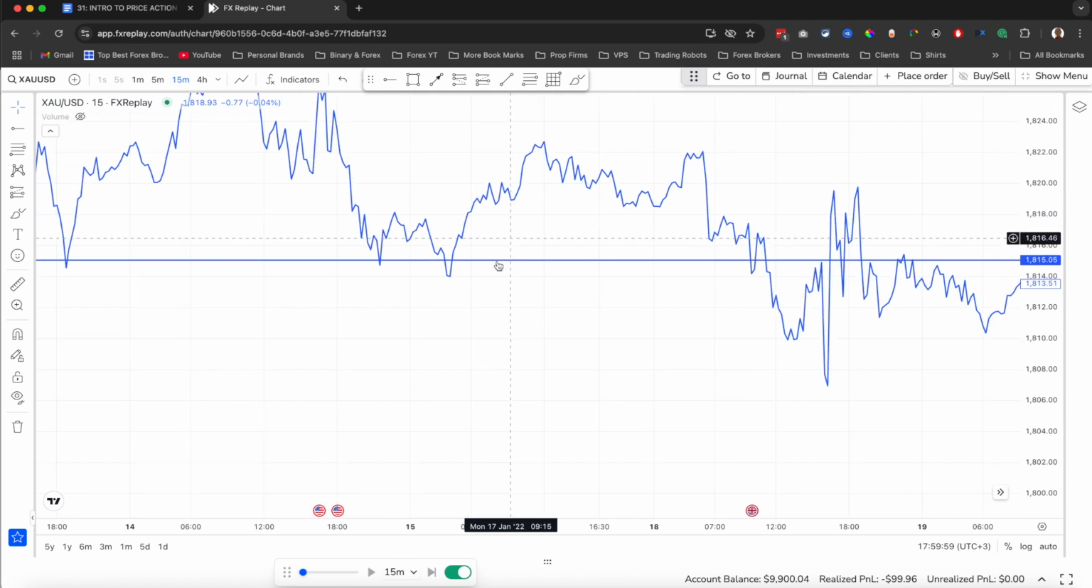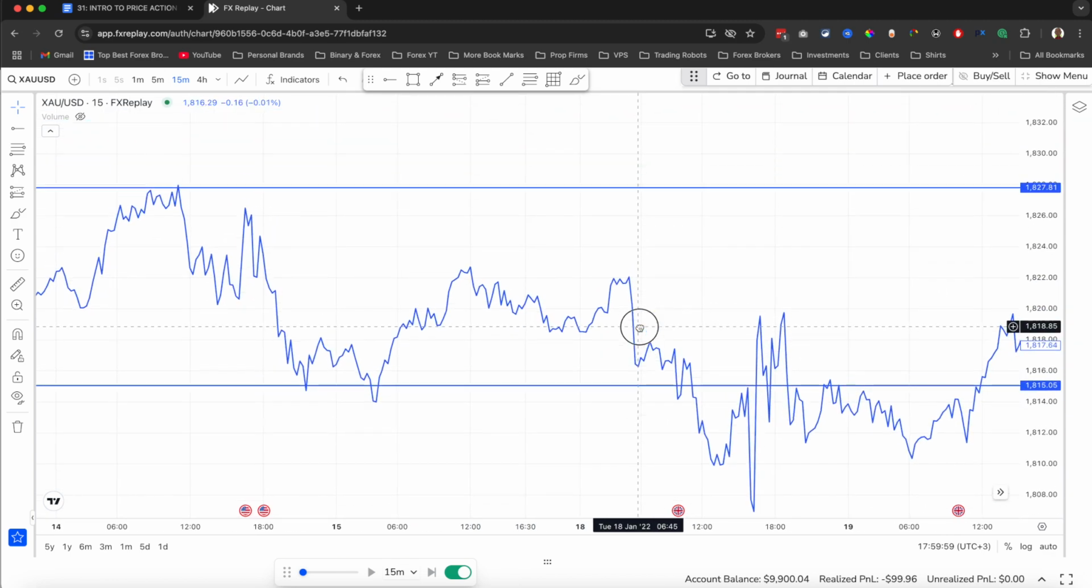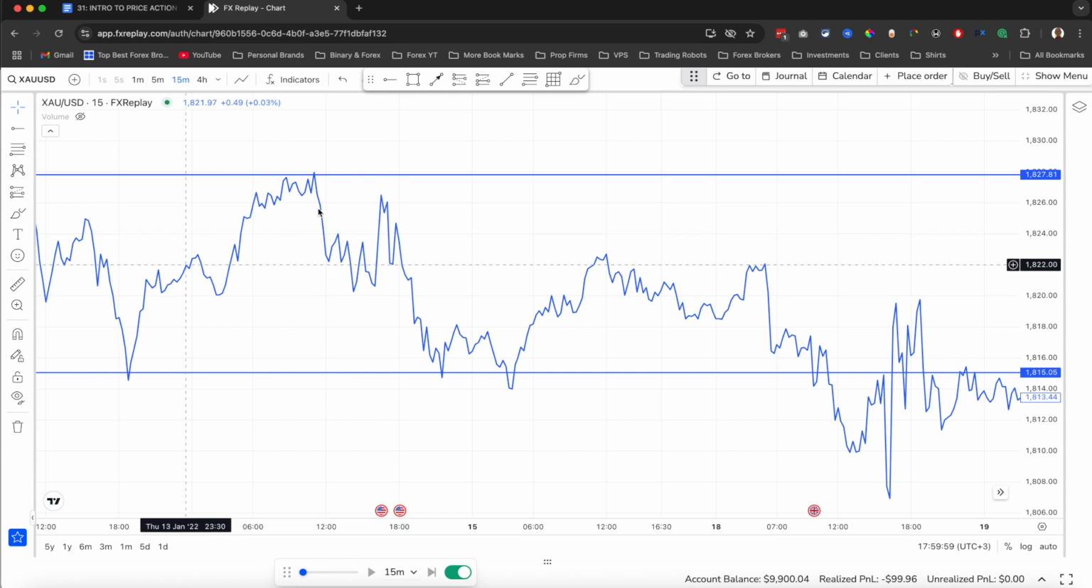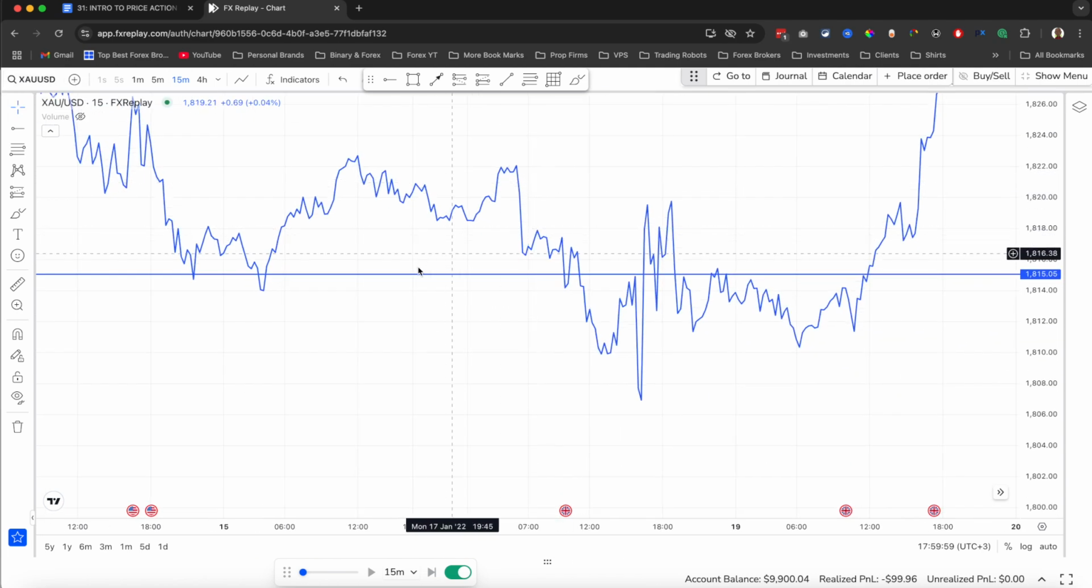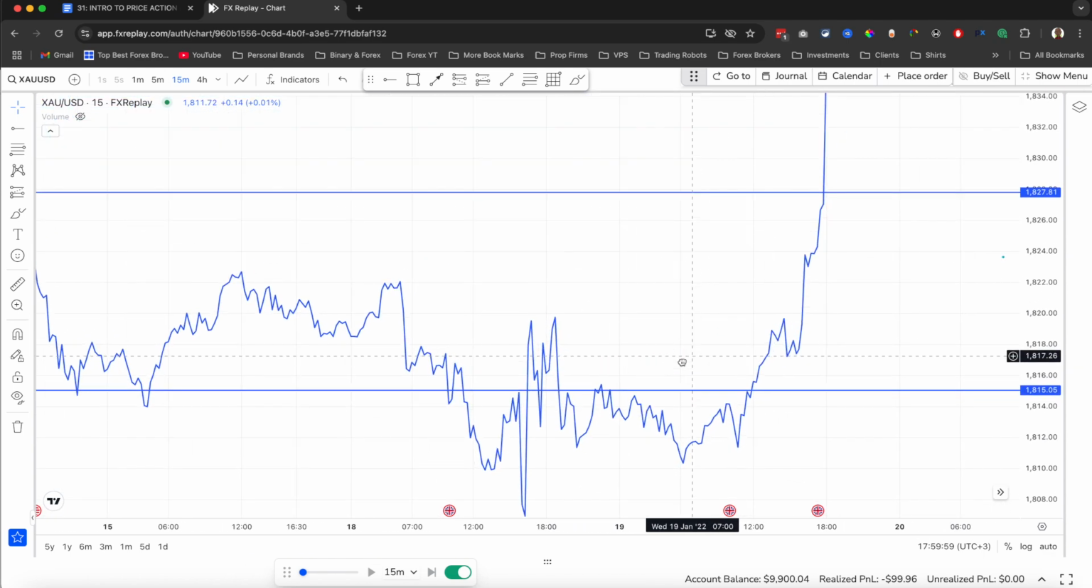Okay, so we get some liquidity grabs, and then the price goes up. And when we look at this point in this 15 minutes time frame for gold, then we see that when the price broke up this support level, then we see a retest, and then it goes down for a little bit, and then it goes up.